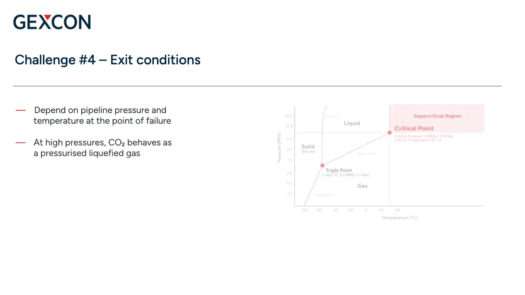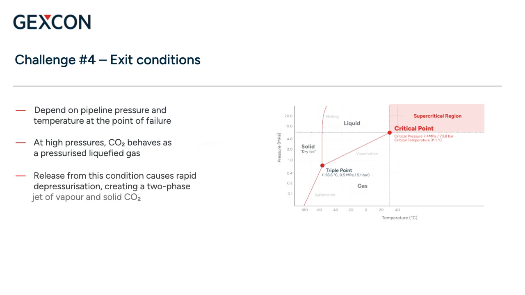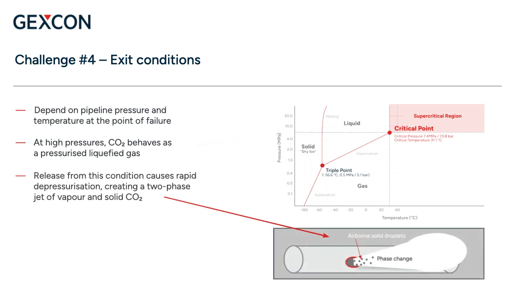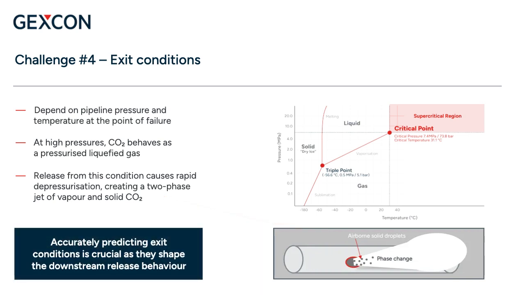The next challenge is determining the exit conditions of CO2, which depend on pipeline pressure and temperature at the point of failure. At high pressures, when CO2 behaves as a pressurized liquefied gas, rapid depressurization can create a two-phase jet of vapor and solid CO2. Accurately predicting these exit conditions is critical because they determine the downstream behavior of the release, including jet velocity and spread.